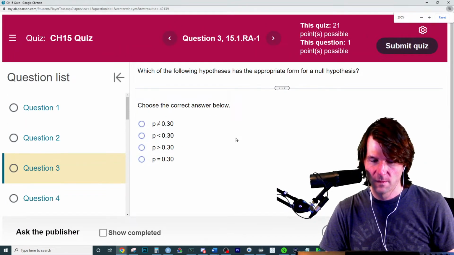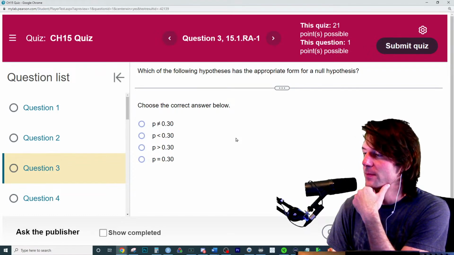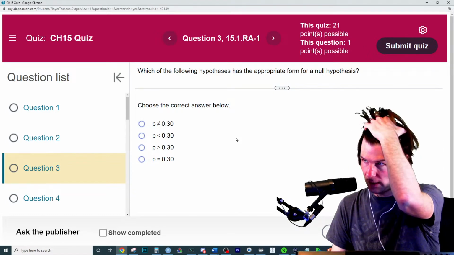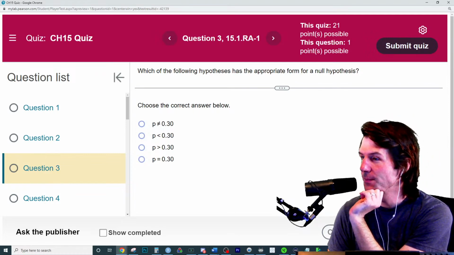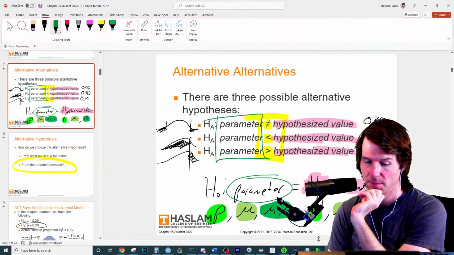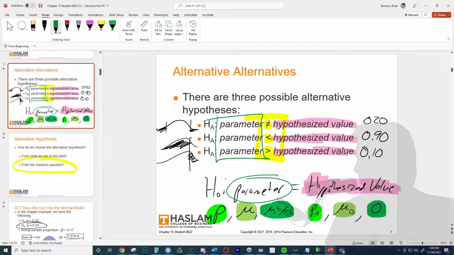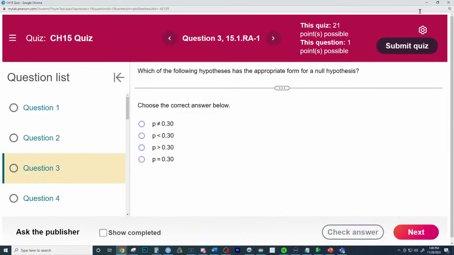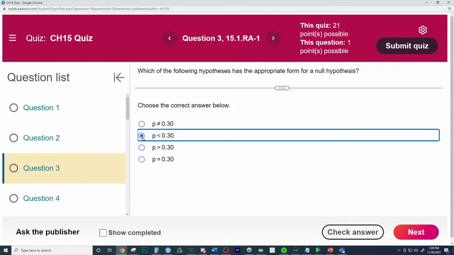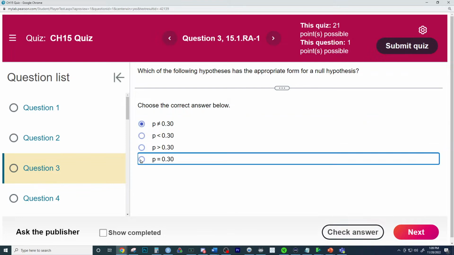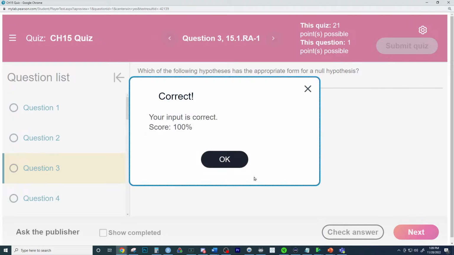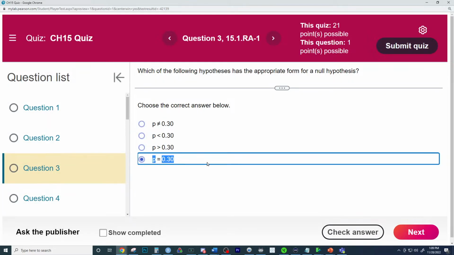The null has the what sign? The null has the equals, right? So the alternative can be greater than, less than, not equal. And so the null has the equals. So we wouldn't use that for the alternative. The null is the one that has the equals. So which of these is not appropriate? Oh, wait. Which of the following has the appropriate form for the null? Oh, yeah. So that's the appropriate null.